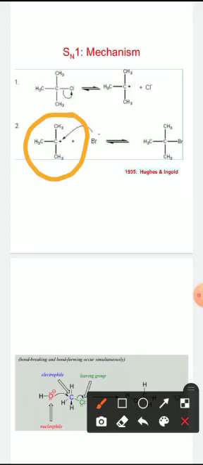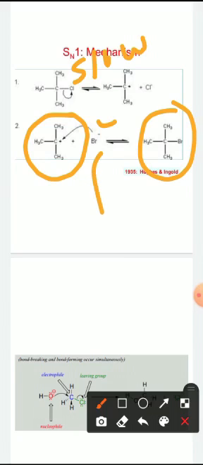First the chlorine, or leaving group, leaves, and it's a slow step, meaning the rate-determining step. The next step is when the nucleophile, bromine, attacks the carbocation and we gain a product; it's a fast step. For further discussion, a basic point is that for SN1 it doesn't matter what the strength of the nucleophile is, whether it is strong or not. It's not needed for SN1 reactions.